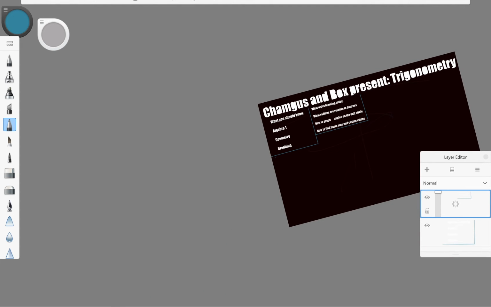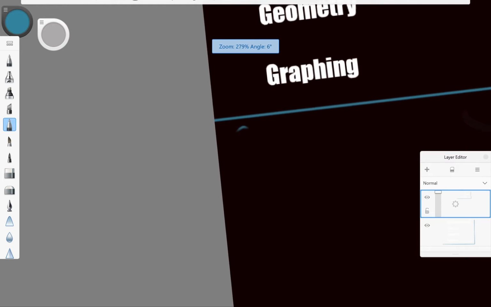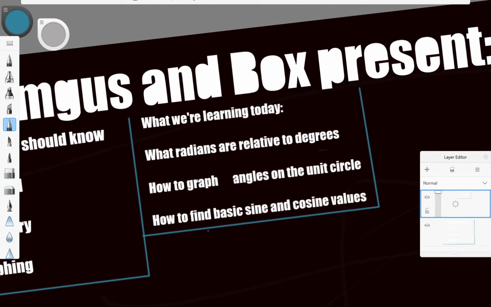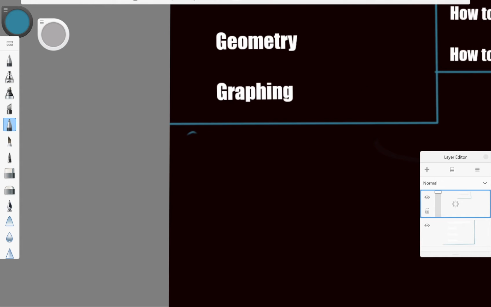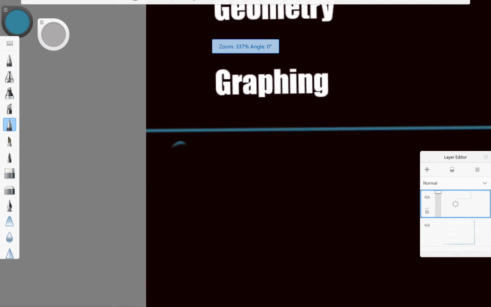Let's begin. So, let's start with step 1. What radians are relative to degrees? So, what is a radian? Well, a radian is a way of measuring an angle, just like in degrees. But it's a different measurement, and it works better on circles and with trig.